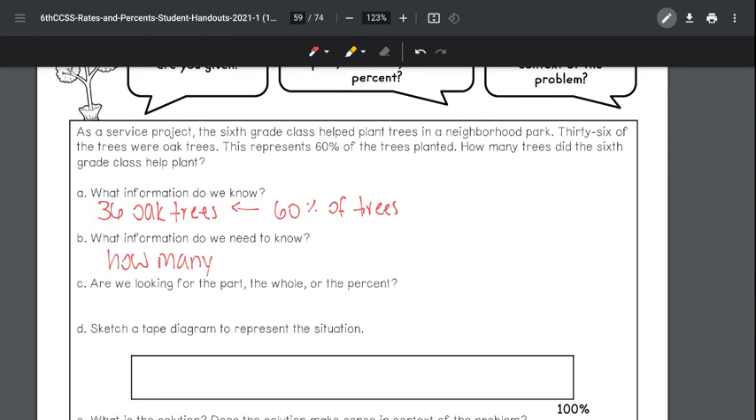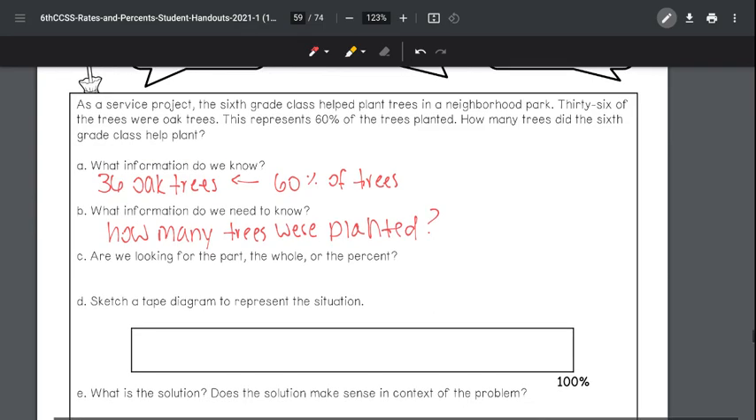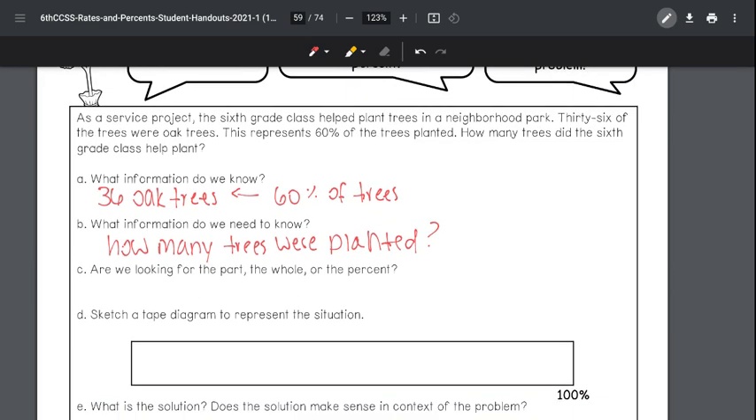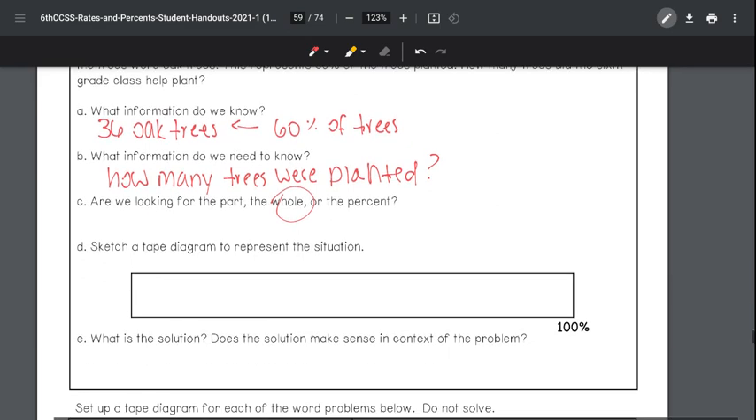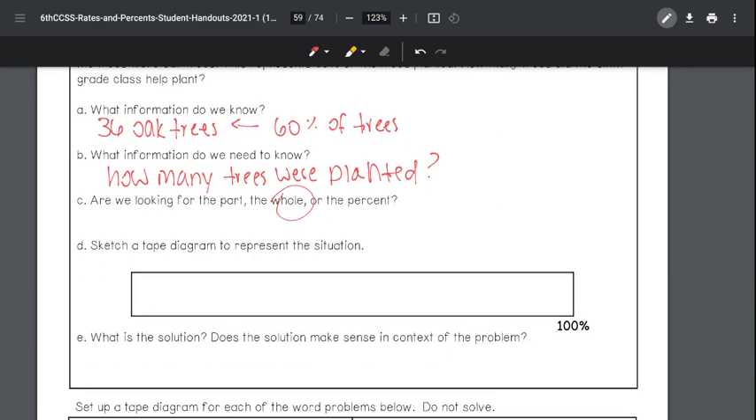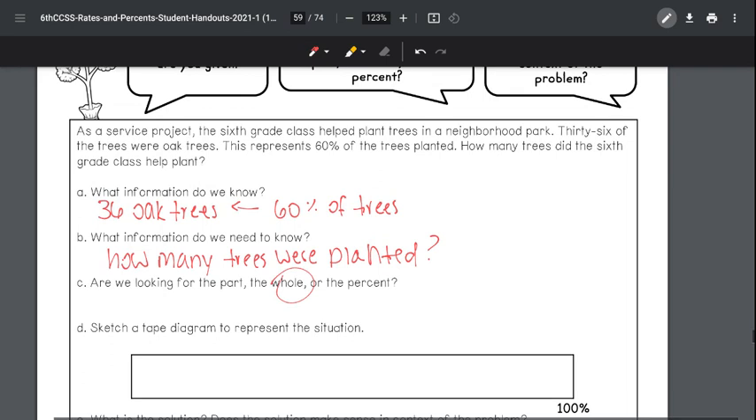So we're looking to see how many trees were planted. Are we looking for the part, the whole, or the percent? We're looking for the whole. All of them. So we will not be sketching a tape diagram. We're going to set up our proportion. We know 36 trees out of the total amount of trees represent 60% out of 100%.